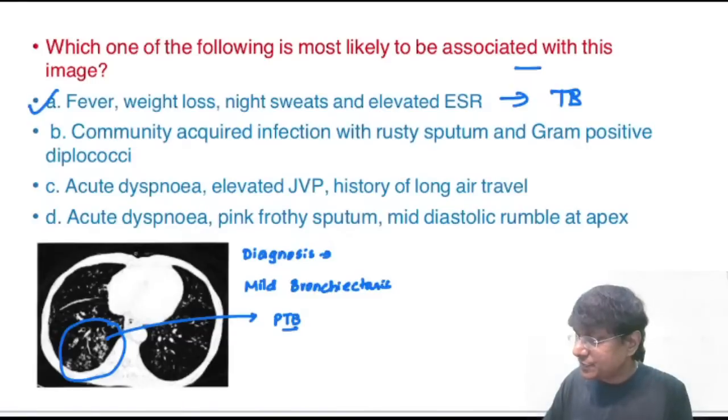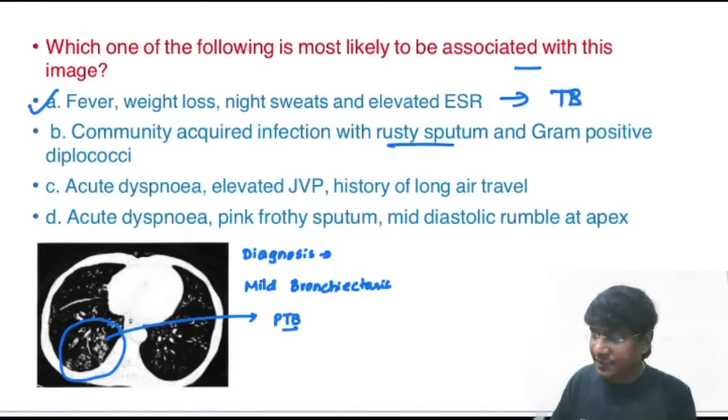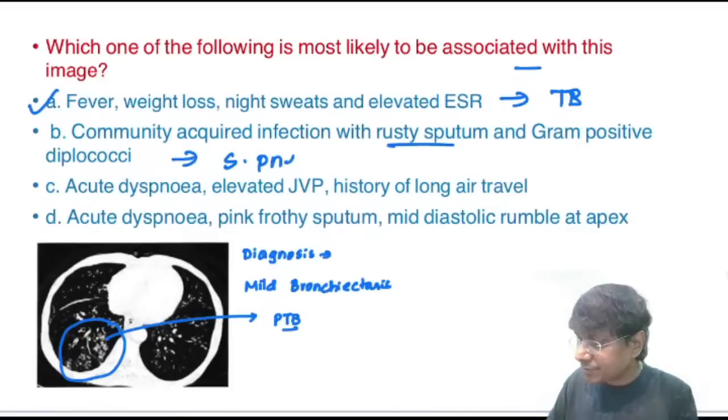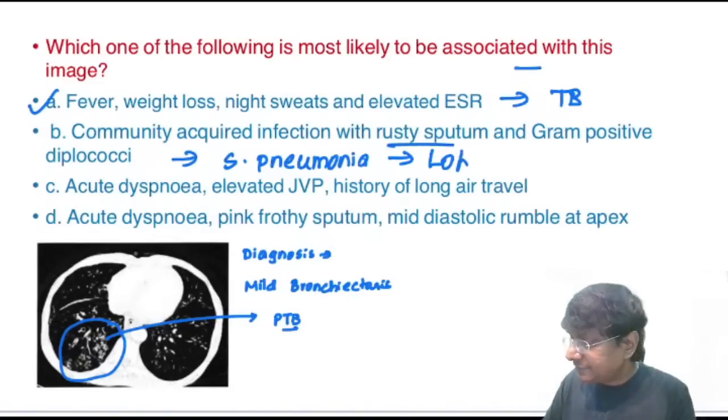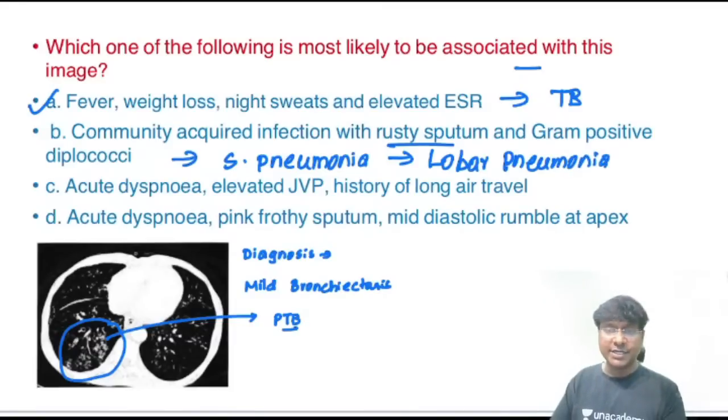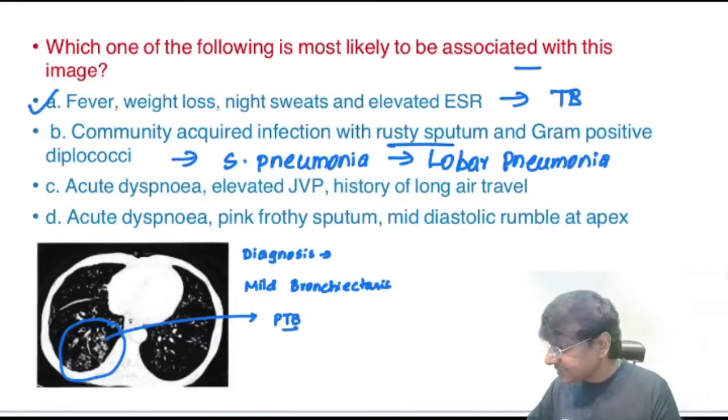Community acquired infection with rusty sputum and gram positive diplococci. So where do you get this? This will be your strep pneumonia. In strep pneumonia, what will you get? You will not have this bronchiectatic picture. You will have lobar pneumonia in case of streptococcus pneumonia, right? So I'll just show you the CT of the lobar pneumonia as well.